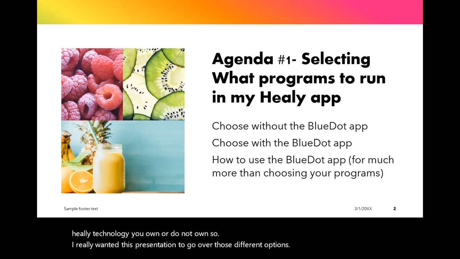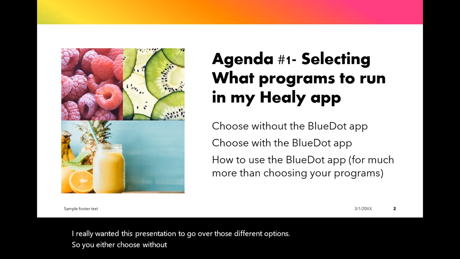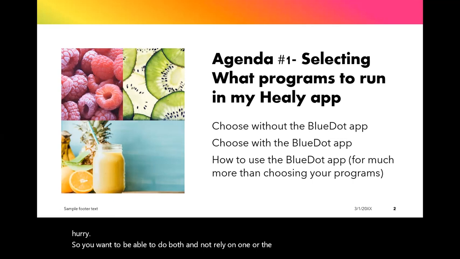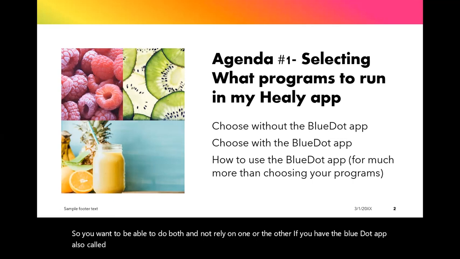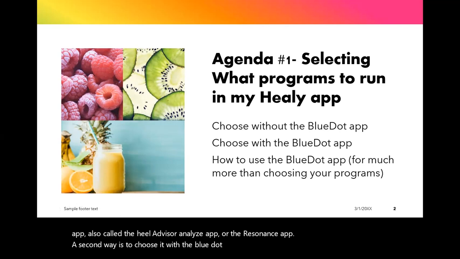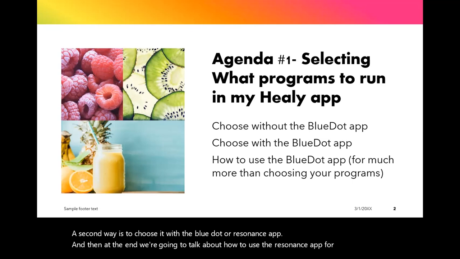So you either choose without the Blue Dot app, either because you don't own it or you're in a hurry, so you want to be able to do both and not rely on one or the other. If you have the Blue Dot app, also called the Healy Advisor Analyze app or the Resonance app, the second way is to choose with it. And then at the end, we're going to talk about how to use the Resonance app for much more than choosing your program.